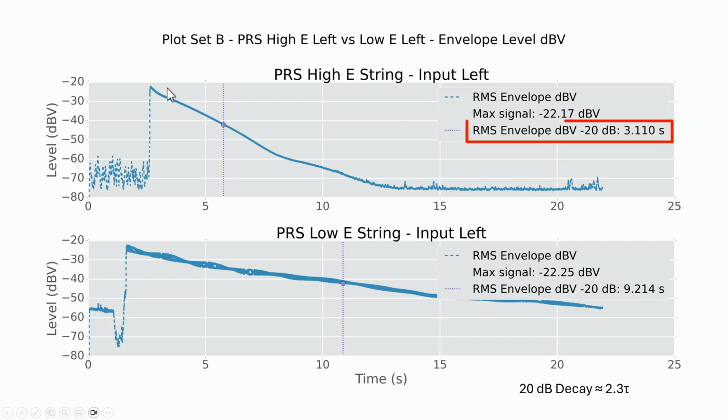Now, if I compare the two strings to each other, what you see here is that the top E string drops in volume in 3 seconds, while the low E string takes 9 seconds. So the low E string is going to sustain far longer than the high E string. And that is what we notice listening to the two strings. We'll hear that again.